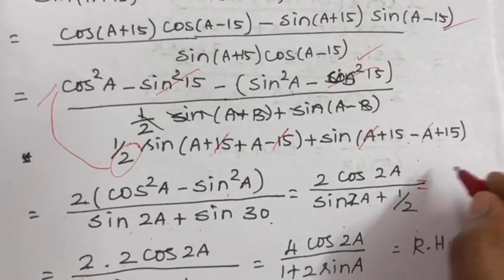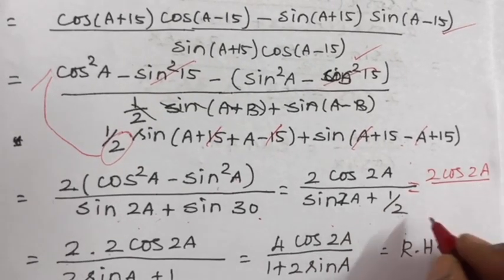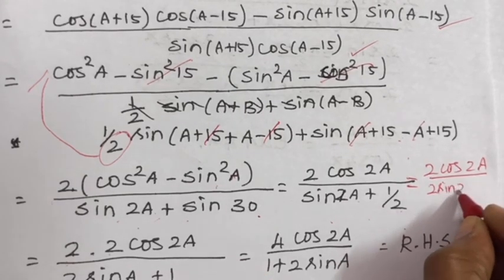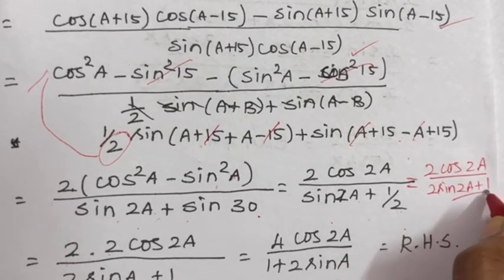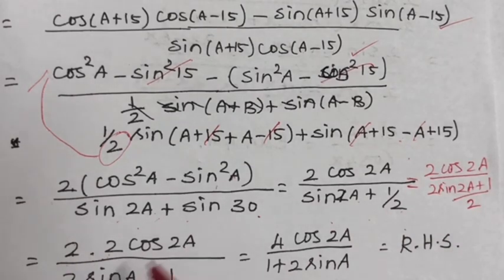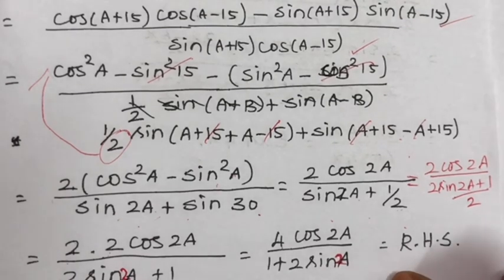What will be the next step here? 2 cos 2a divided by, I take 2 as LCM. So 2 sin 2a plus 1 divided by 2. This 2 will get to the numerator. So 2 into 2 cos 2a divided by 2 sin 2a plus 1. Okay, so 2 into 2, it is 4 cos 2a divided by 1 plus 2 sin 2a, and that is our right hand side.